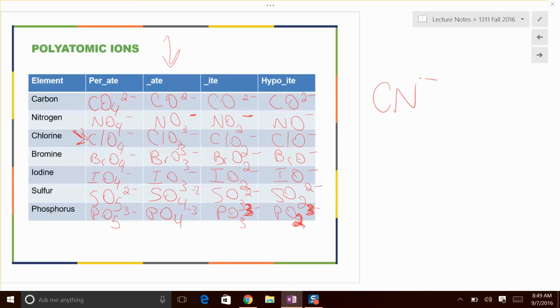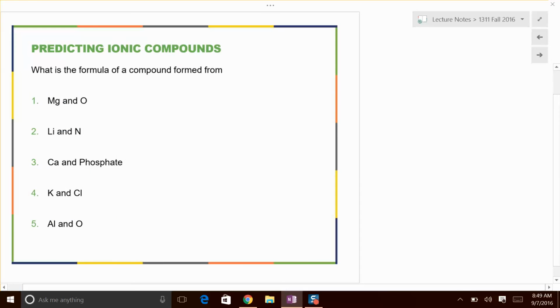Now, the reason we need to know these is because we form compounds from these. And when we form compounds from these, we have to be able to name those compounds. So you'll be required to name some compounds based on that. So let's consider how we would put together some of these elements. Magnesium.